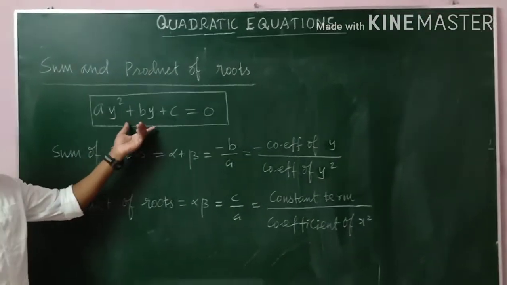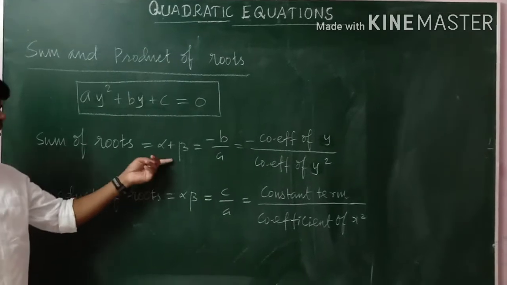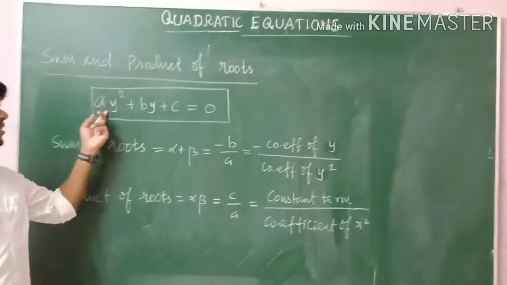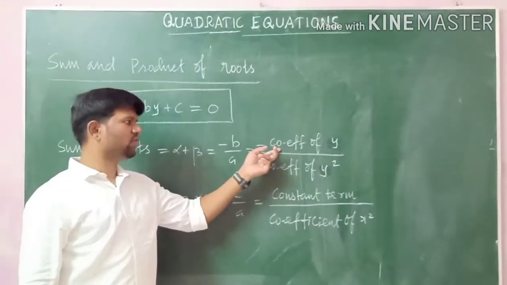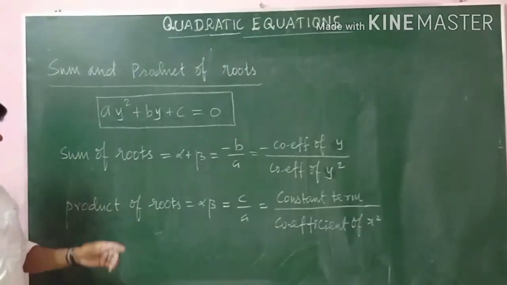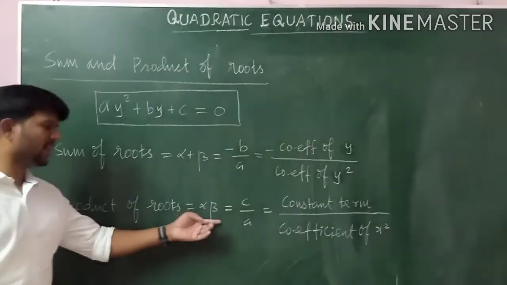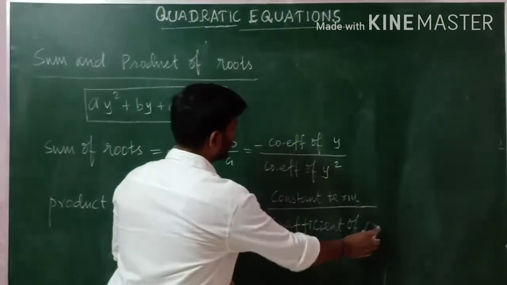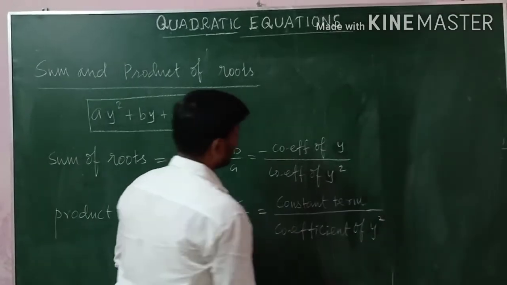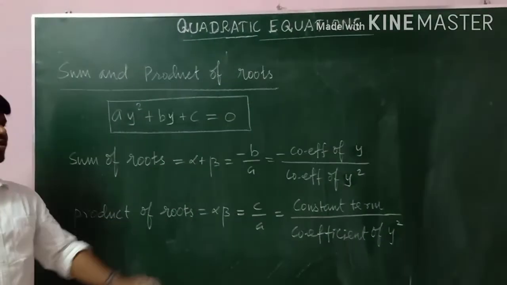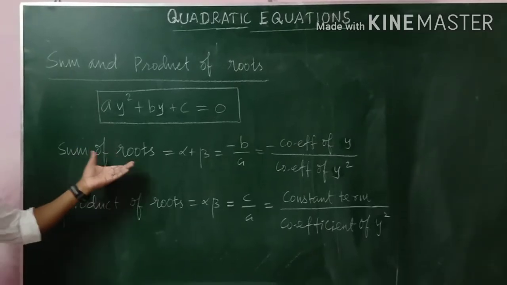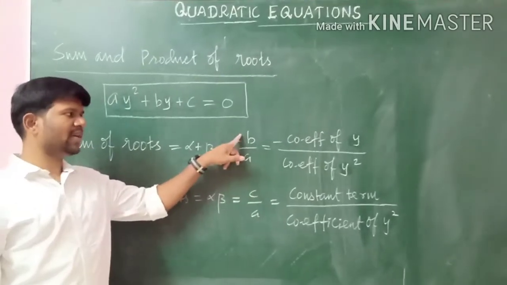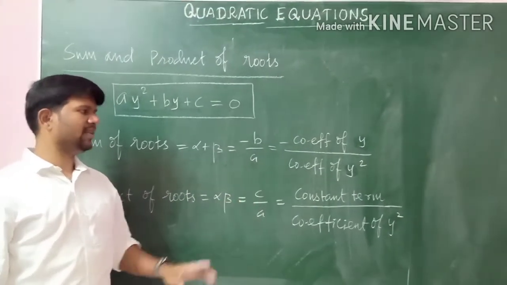So here a y² + by + c. The sum of roots, alpha plus beta, equals minus b by a. Now b is the coefficient of y and a is the coefficient of y². So minus coefficient of y by coefficient of y². Likewise, the product of roots, alpha into beta, equals c by a, which is the constant term by the coefficient of y², because our quadratic equation is in the variable y. So the sum of roots is minus b by a and the product of roots is c by a.